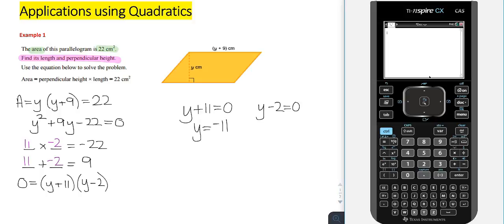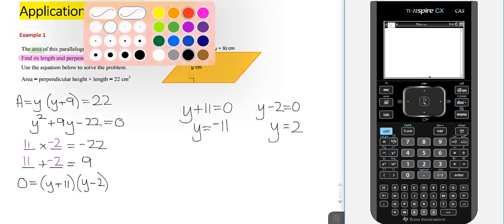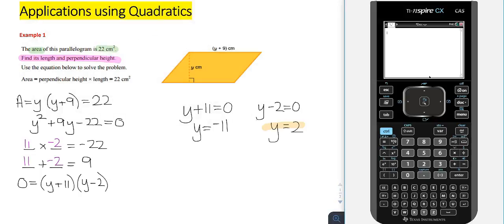equal to 2. Now you need to think about these results in practical situations because they don't always work. So y is a length, it's the height. You can't have a negative length for this. Something has to exist. So this y equals negative 11, we can actually just get rid of. It's not a reasonable result, so we cross it out, which leaves us y equals 2. So the length is going to be 2 plus 9, so 11 centimeters. And then the height is given to us as 2 centimeters. So we'd box those two.